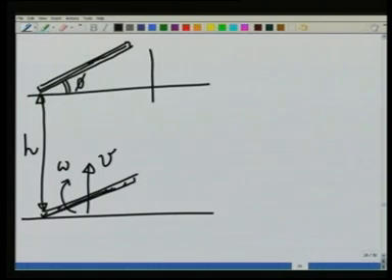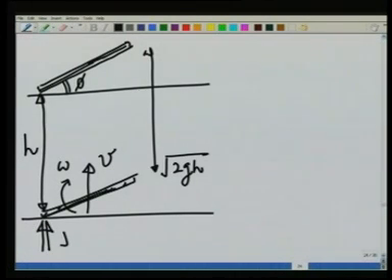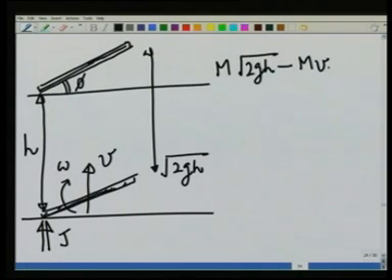When it drops from a height h, when it reaches here, its velocity is going to be the square root of 2 g h. When it hits here, there is an impulse that acts here, let that be called j. So, I am going to have square root of 2 g h times the mass of the rod minus m v, this is the loss in the momentum, that should be due to j. That is from the momentum equation.